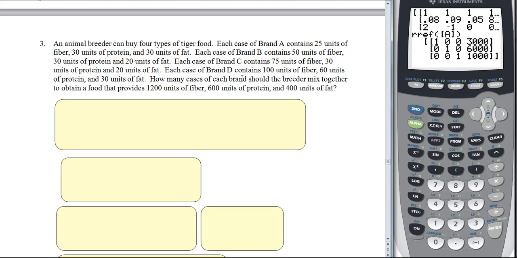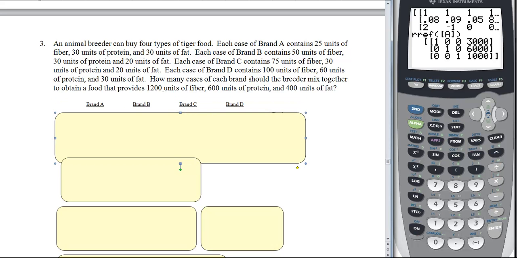So, what are they referring to? They're referring to brand A, B, C, and D. Those are your column headings. So whatever the question is that you have to find, what they're asking you to find are column headings. And then we start breaking this information up. And it's a whole lot easier to see it in table form than in all of this mess. So brand A starts off 25 units of fiber, 30 units of protein, 30 units of fat.